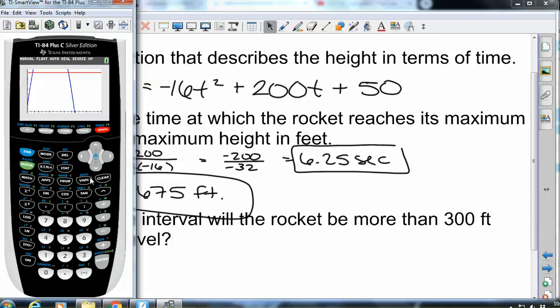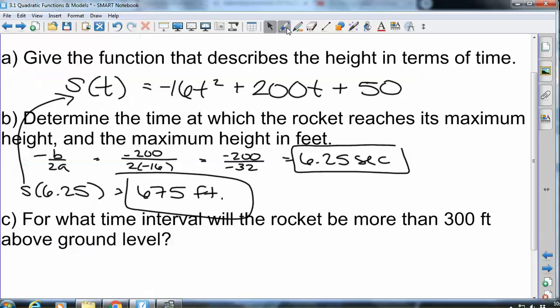So how do we do those? Second, trace, intersect. First curve hit enter, second curve hit enter, guess. Let's get over by the first point. And my calculator just froze. The one on the computer has a lot of bugs in it, so sometimes it crashes my whole computer when I use it. Alright, so we got 1.41.